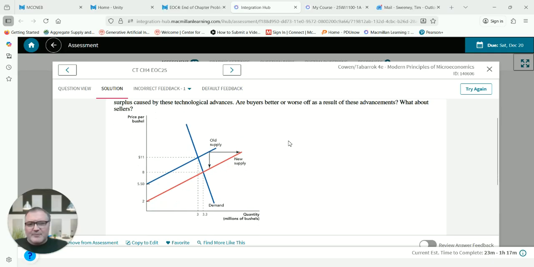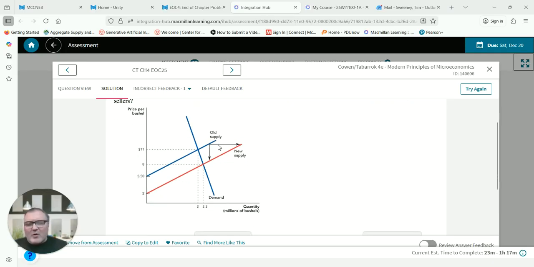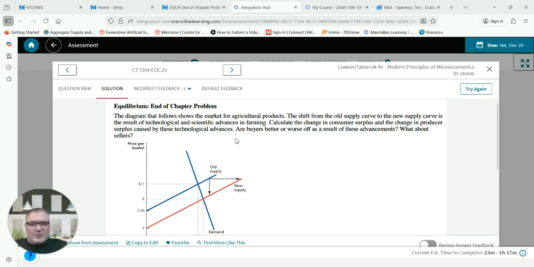How about the sellers? Okay, so we know that the consumer surplus is anything below the demand line and above the price, right? That's consumer surplus, right? So it'd be way up here. We can't figure out what that number is, but we don't need to because it's asking for the change in it.